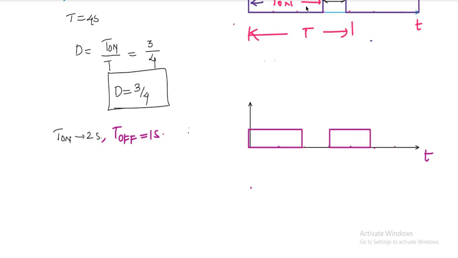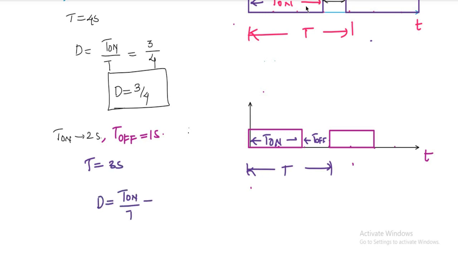Turn on is for 2 seconds. This is the turn on period, so this will be the turn off period. What is the total time period here? That is turn on plus turn off, so the total time period is 3 seconds. The duty ratio, T on by total time period, is 2 seconds by 3 seconds, so the duty ratio is changed to 2 by 3. I have kept the turn off period constant, but I changed the turn on period. The duty ratio is changed from 3 by 4 to 2 by 3.